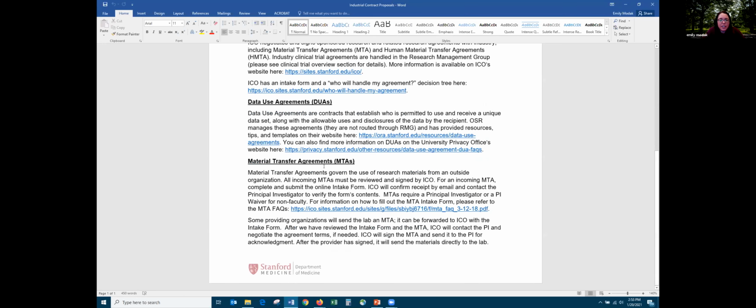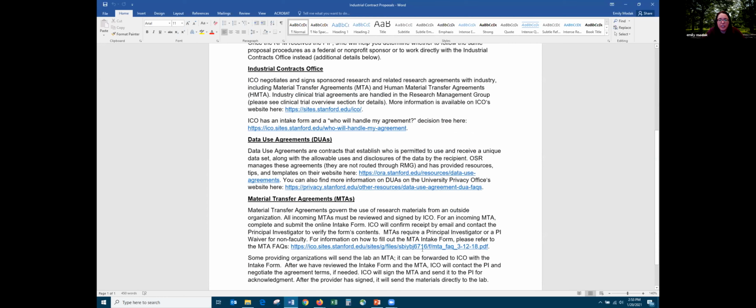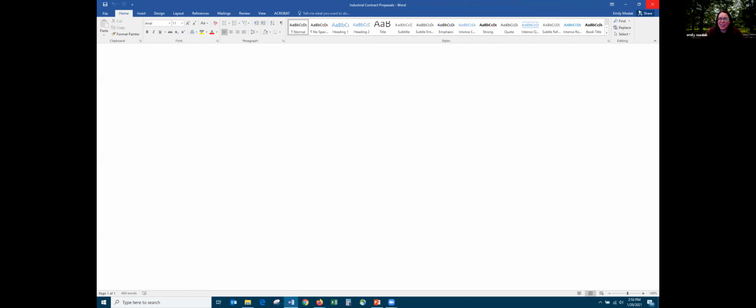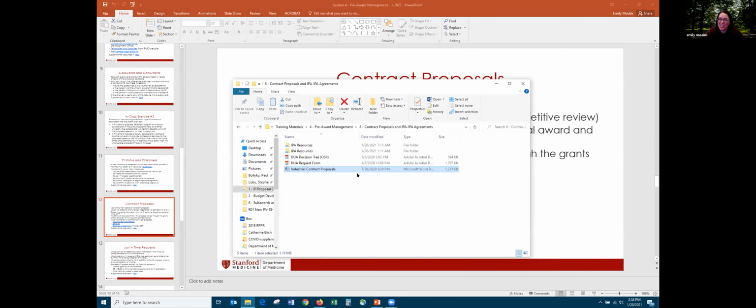Data use could end up being data use, could end up being materials transfers. There's lots of links here to direct you to more resources depending on what might happen. And again, this is getting back to Debbie's comments about how improvisational this can be. It's not a one-size-fits-all process.